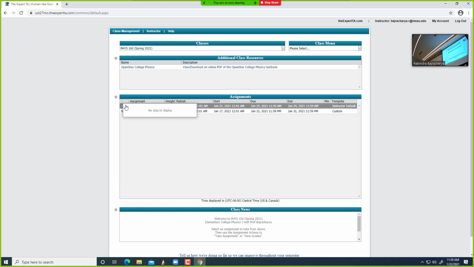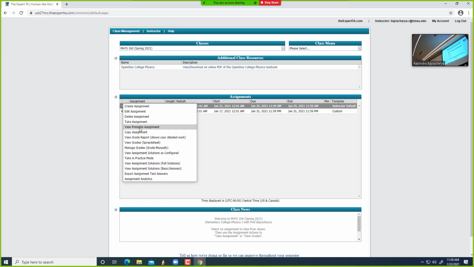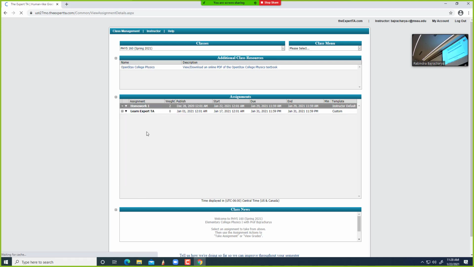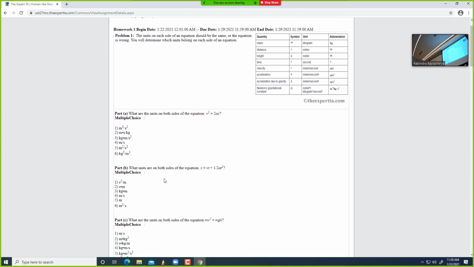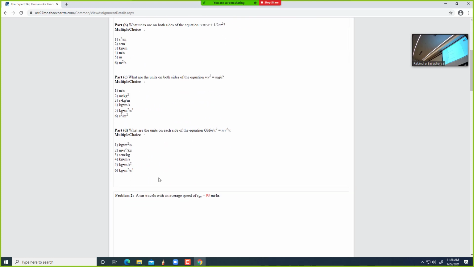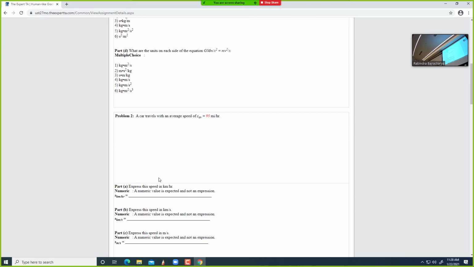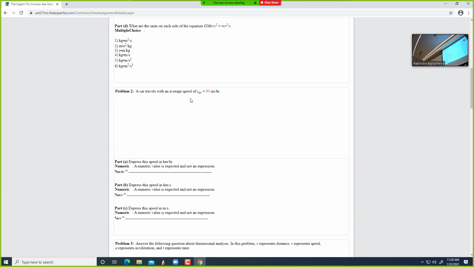Let's see. So this is about the unit. We'll talk about that in a second. So here is an example of the conversion. So it's asking you to convert 95 miles per hour to kilometer per hour, okay, and also to kilometer per second, and also to meters per second. So do the same kind of thing for this conversion.